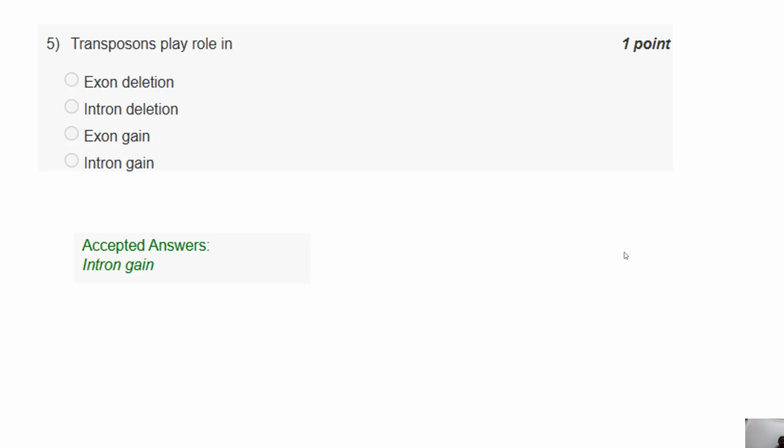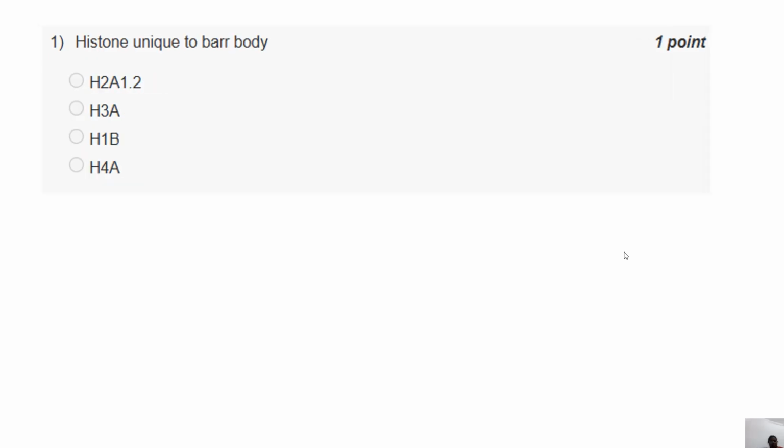So what is a bar body? A bar body is the inactive X chromosome in a female somatic cell. This is known as X chromatin or bar body, after the name of its discoverer Murray Barr in 1940. It's an inactivated, condensed X chromosome found in female cells. X chromosome inactivation is random and occurs at an early point of development.